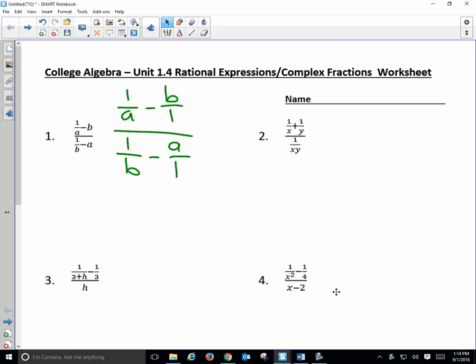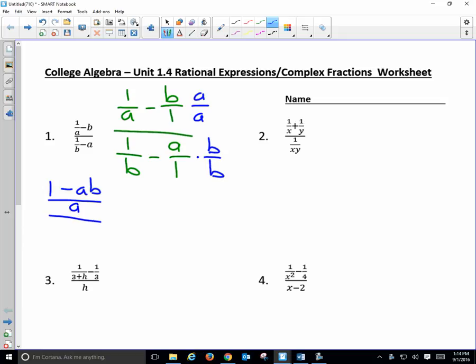Top and bottom by A. So the bottom, we'll multiply top and bottom by B. That will be the common denominator. So you can see I get 1 minus, and I'll write the A first, so AB, over, what's the denominator? A, over 1 minus AB over B.